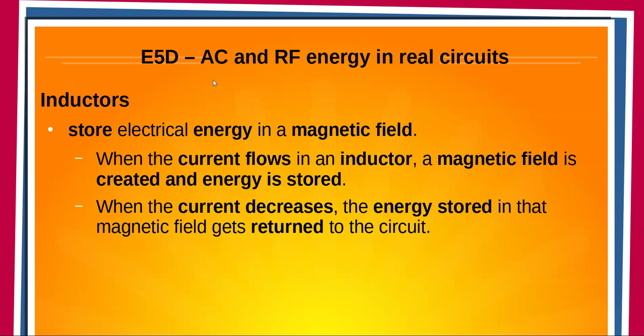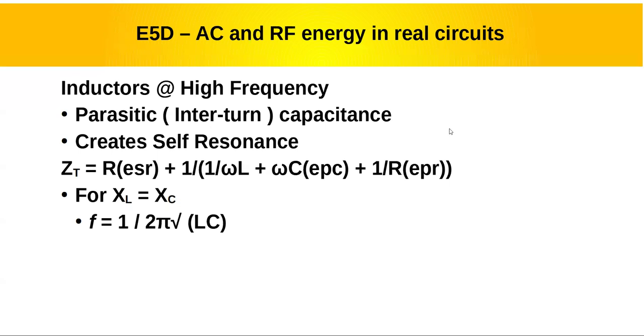So inductors, well, we're storing our energy in a magnetic field, and as the current increases, the field increases. When the current decreases, the field decreases. So you have that coupled with the capacitor, and you're just going back and forth with the energy in one and the other, which is why we call it a resonant circuit. So I have parasitic capacitance or interturn capacitance when I have an inductor, particularly one that's a coil, which has more than one turn or winding. And we call that self-resonance again.